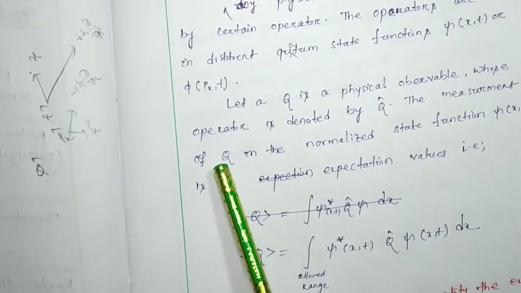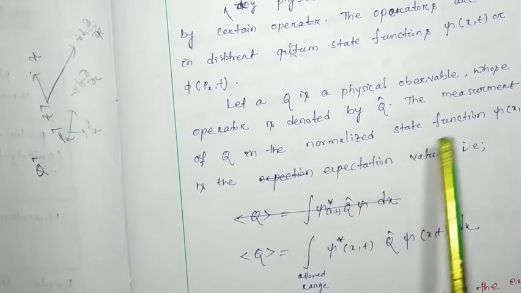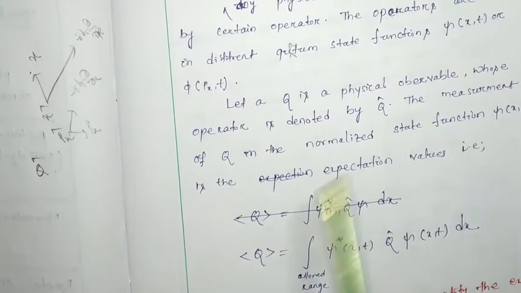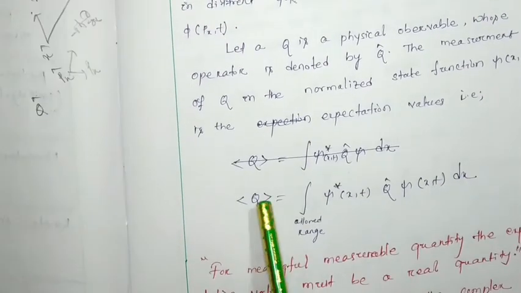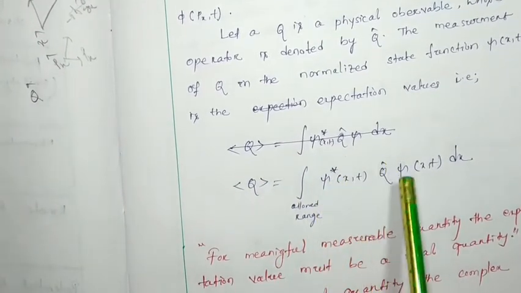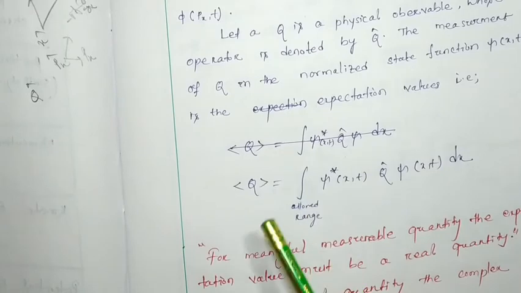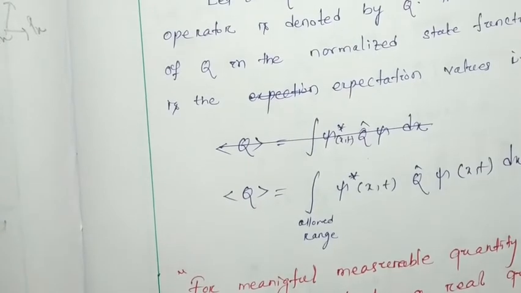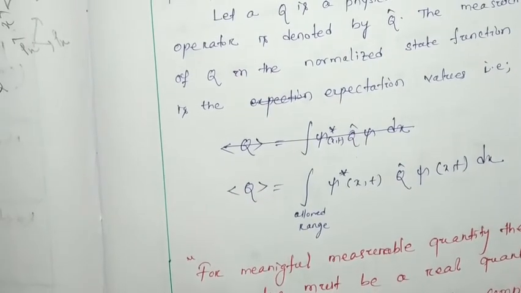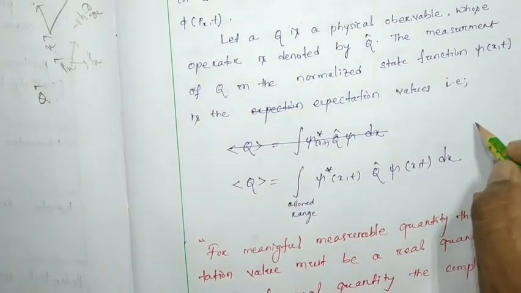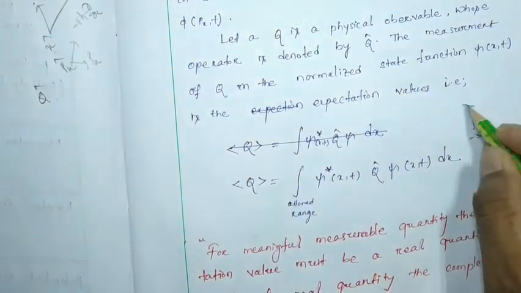The measurement of Q in the normalized state function, suppose psi(x,t), gives the expectation value. That is, the expectation value of that observable will be equal to the integral of psi star (x,t) Q cap psi(x,t) dx. Here I have written allowed range. Allowed range means the region in which the particle exists or moves, between minus infinity and infinity. So this integration limit will be considered as minus infinity to infinity.